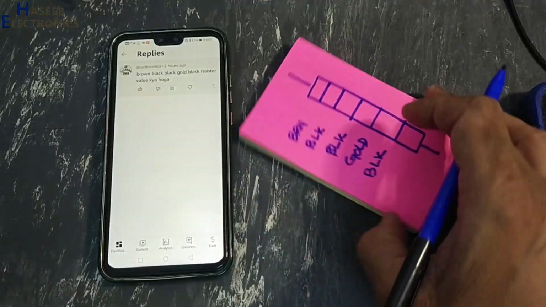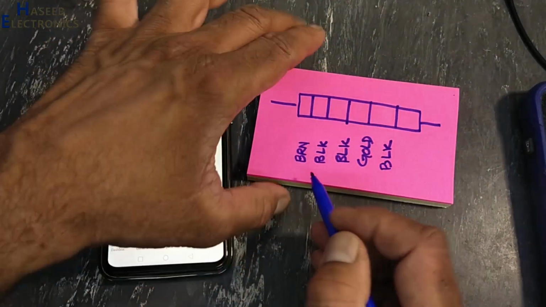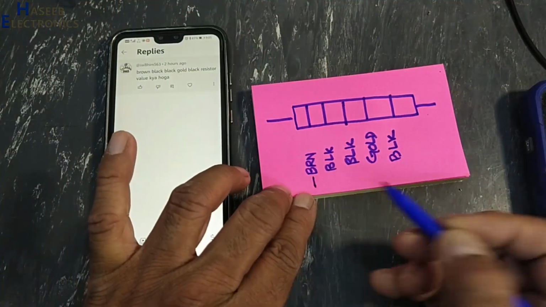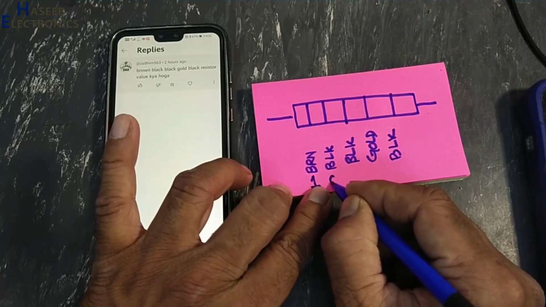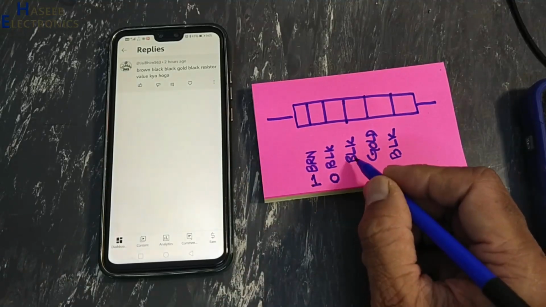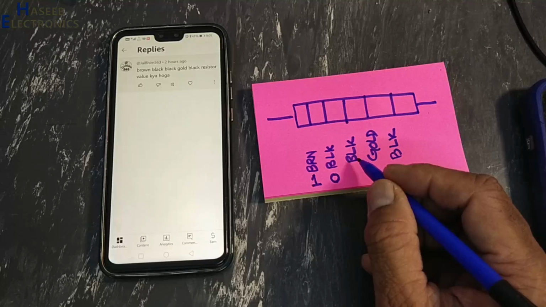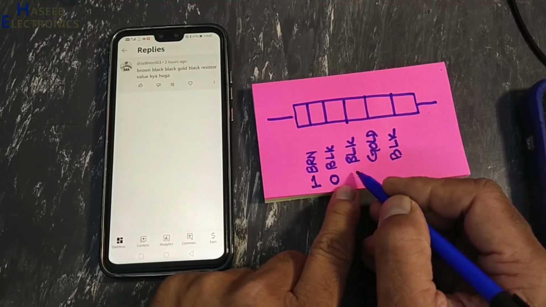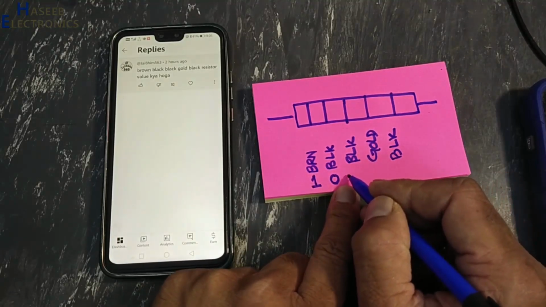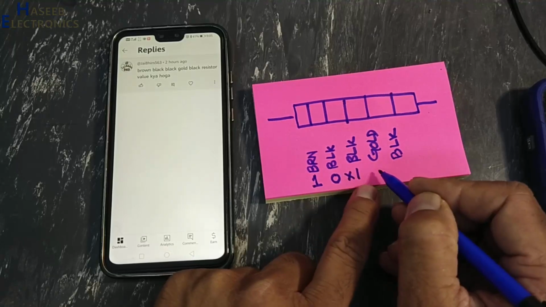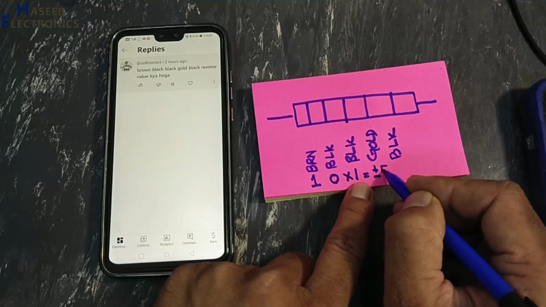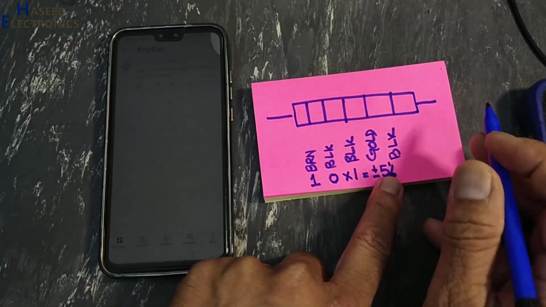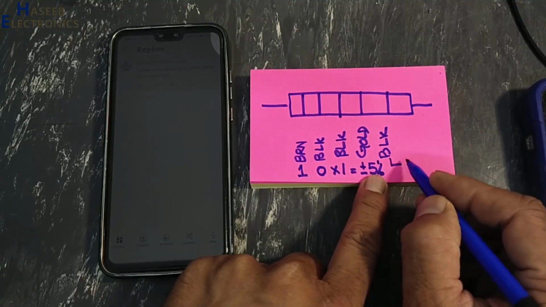What is the value? First brown is 1. If we see the color code chart, 1, 0. This black multiplier means there is no 0, so multiply by 1. Gold is plus minus 5%. Then the last black, it is wire wound.